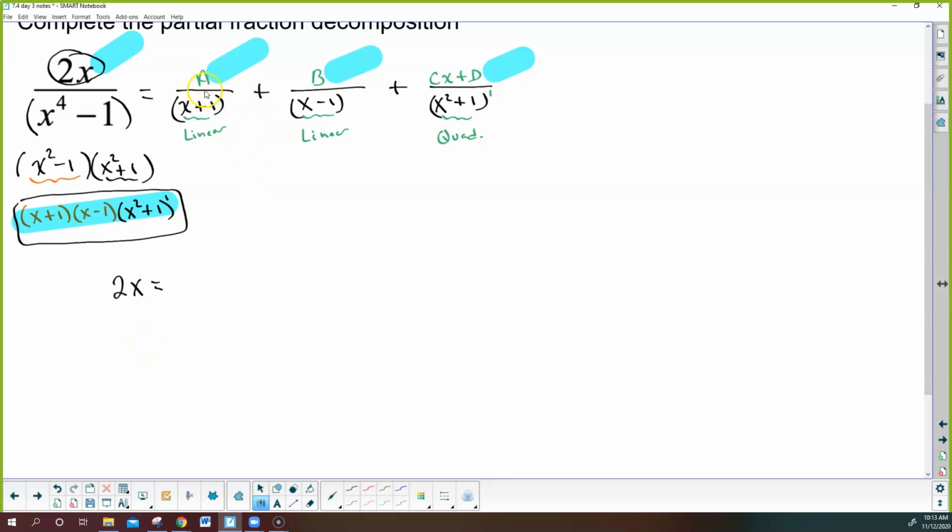All right, and then if I write this whole least common multiple up here, what's going to reduce out? And x plus 1 is going to reduce out, and what's left over are just these two pieces. So I'm going to have the a value multiplied by x minus 1, x squared plus 1.